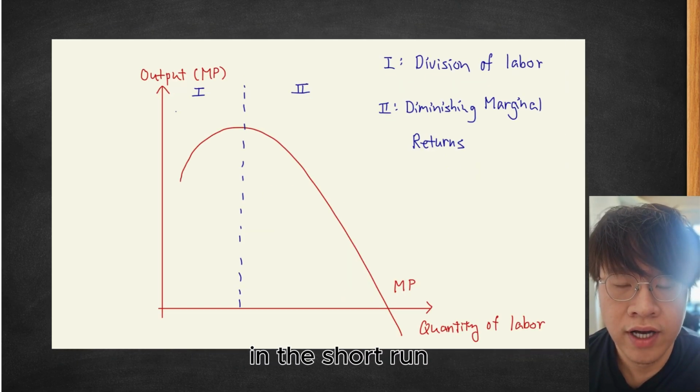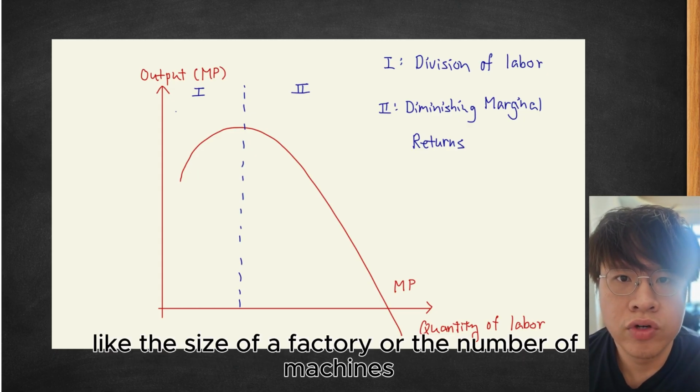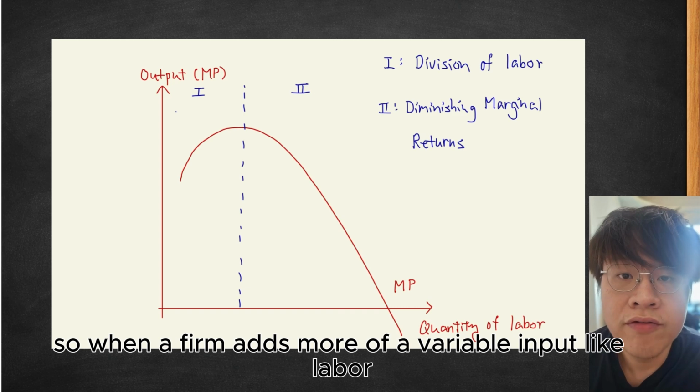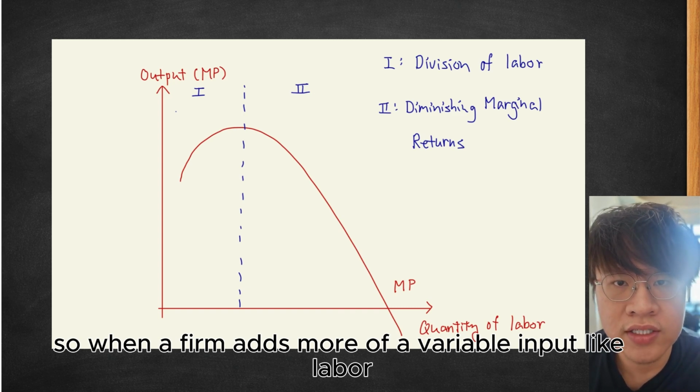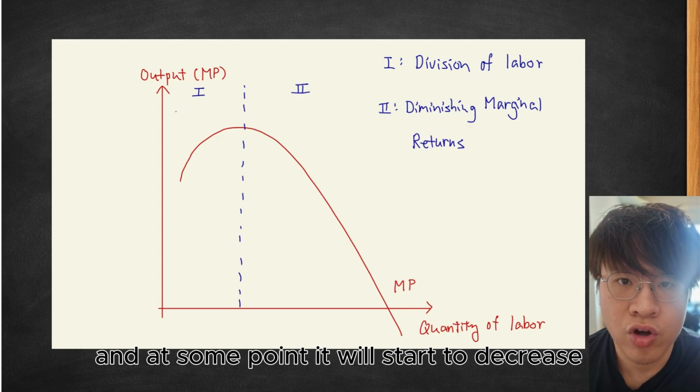In the short run, at least one factor of production is fixed, like the size of a factory or the number of machines. So when a firm adds more of a variable input, like labor, output will first increase, and at some point it will start to decrease.